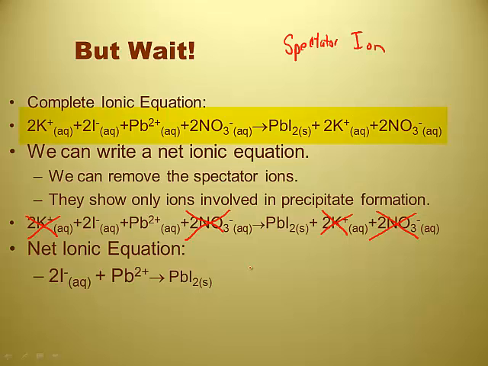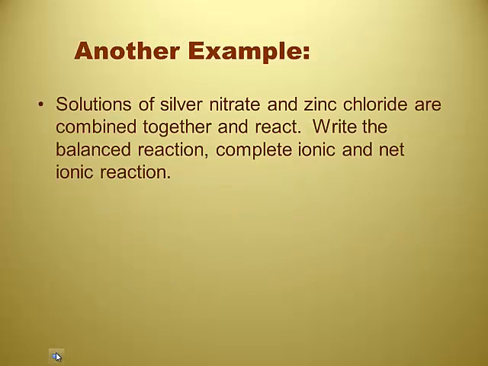Then we dissociate all strong electrolytes based on solubility rules, and that's the complete ionic equation. That's right. Then we cross out any spectator ions and just write those ions involved in making the precipitate, correct? And that's the net ionic equation. That's called the net ionic equation, or as you like to call it, the NIE. The NIE.